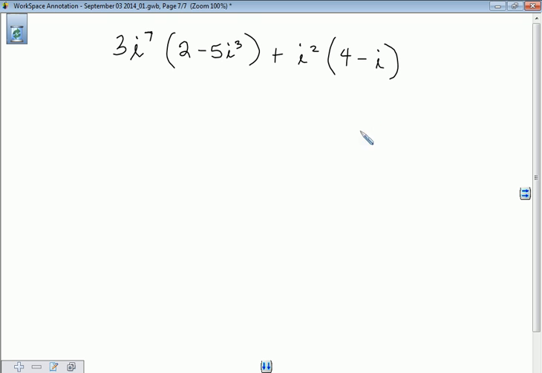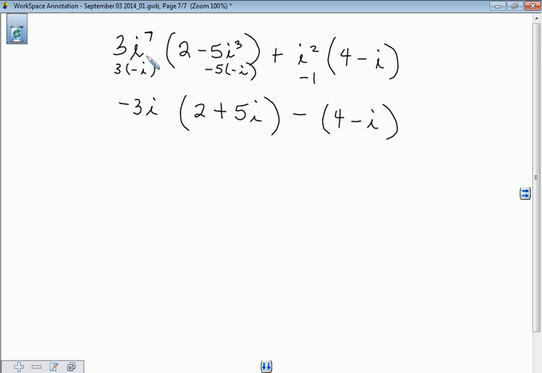first. So i to the 7th, that's negative i. So this becomes 3 times negative i, which is negative 3i. Okay, i to the 3rd is negative i, so that's negative 5 times negative i, so that makes a plus 5i. i squared is negative 1.